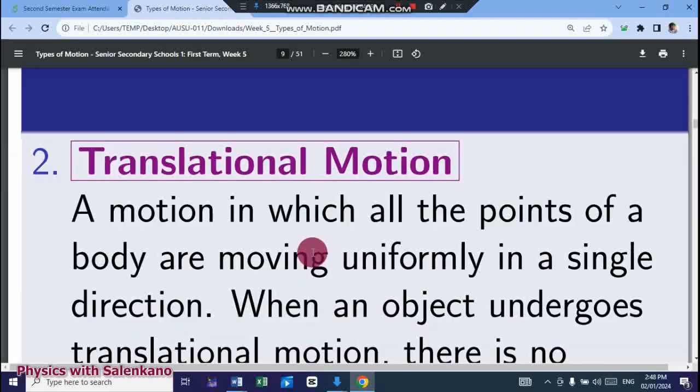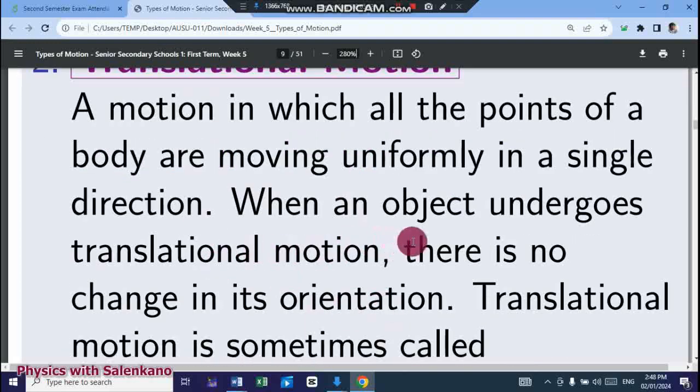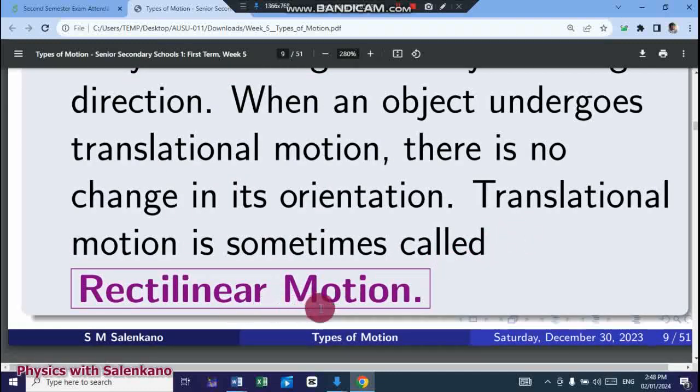The second type of motion is translational motion. A motion in which all points of a body are moving uniformly in a single direction. This is like the opposite of random motion. In random motion, they move in different directions. But in translational motion, they move in the same direction. When an object undergoes translational motion, there is no change in its orientation. Translational motion is sometimes called rectilinear motion, especially when the path is straight. We call it rectilinear motion.